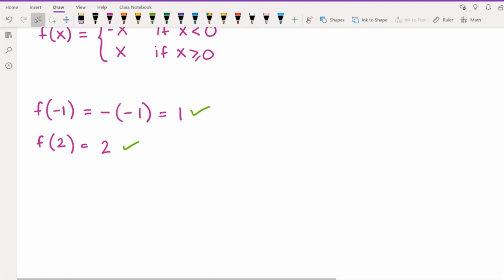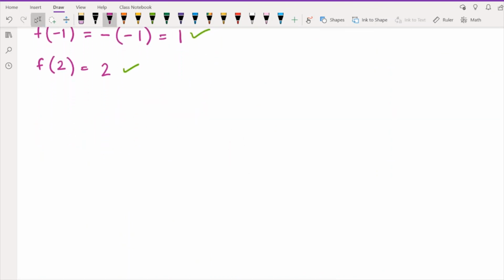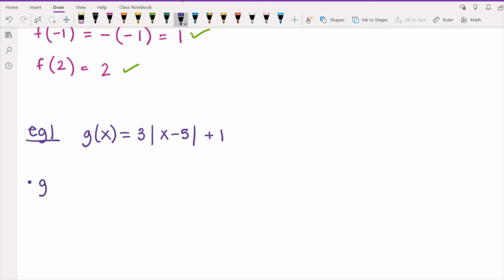So I want to just do one more example just to get a little more practice working with absolute value. This one, we're not going to write as a piecewise function. You could write it as a piecewise function. We're not really set up to do that just yet, but maybe later in the class we'd have the tools. But I just want to get a little more practice working with absolute values. So let's say we have the function g of x equals 3 times the absolute value of x minus 5, plus 1. Let's say we wanted to evaluate g of 1.